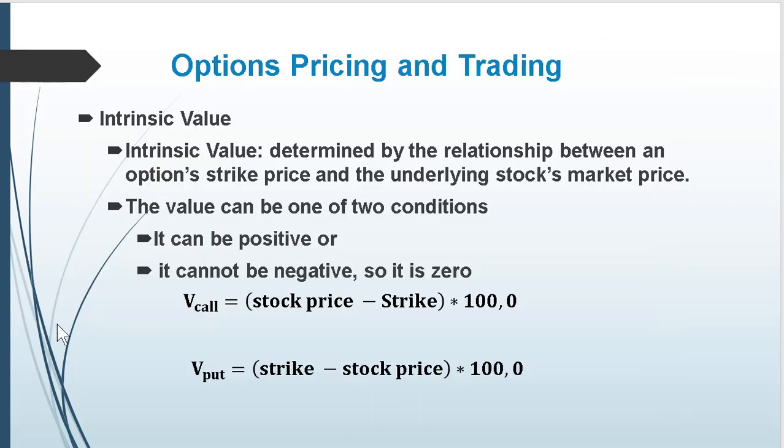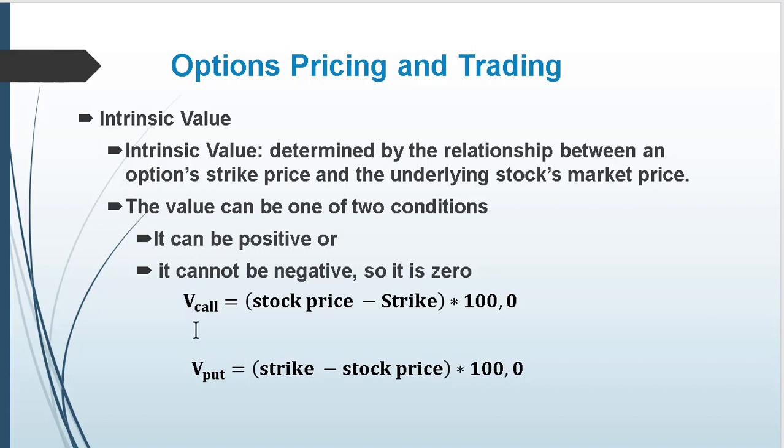So let's talk a little bit about these value things, the things we've been talking about. Intrinsic value is the value that's created between the strike price and the stock's or the asset's market price. It can only be one of two things. It can either be positive or it can be zero. It cannot be negative. It can't have negative value.